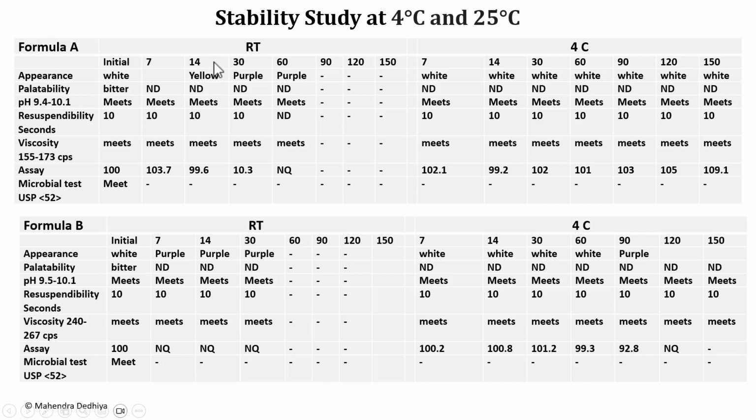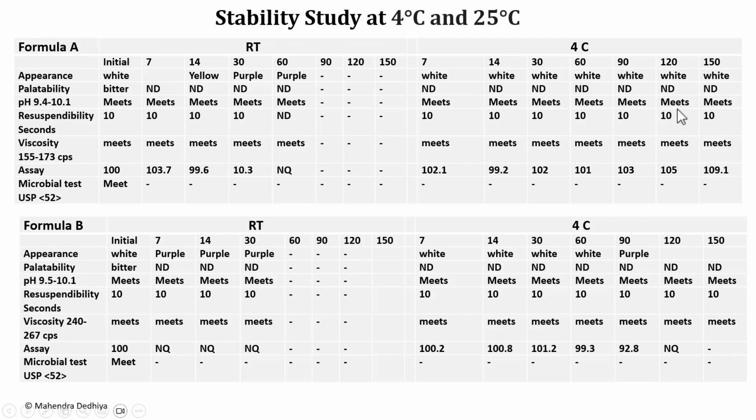Two different products, tablet and powder. In 30 days, by assay only 10% of active is remaining. So it's stable at room temperature for 7 days. At 14 days, we start seeing the color change. Formulation B is not stable. The active degrades at 4 degrees.